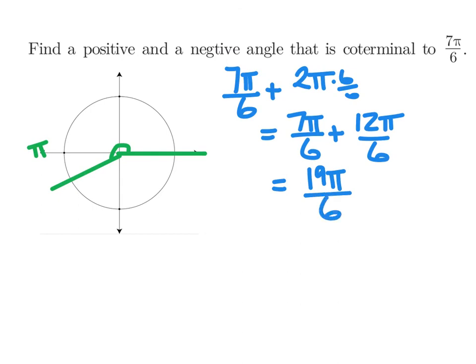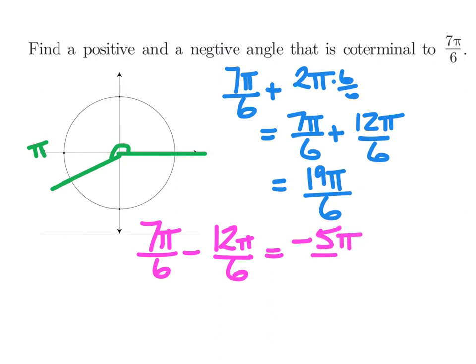For the negative coterminal angle, instead of adding that 2 pi, we're going to subtract it. And remember, 2 pi is really 12 pi over 6, so 7 pi over 6 minus 12 pi over 6 is negative 5 pi over 6. And there are our positive and negative coterminal angles.